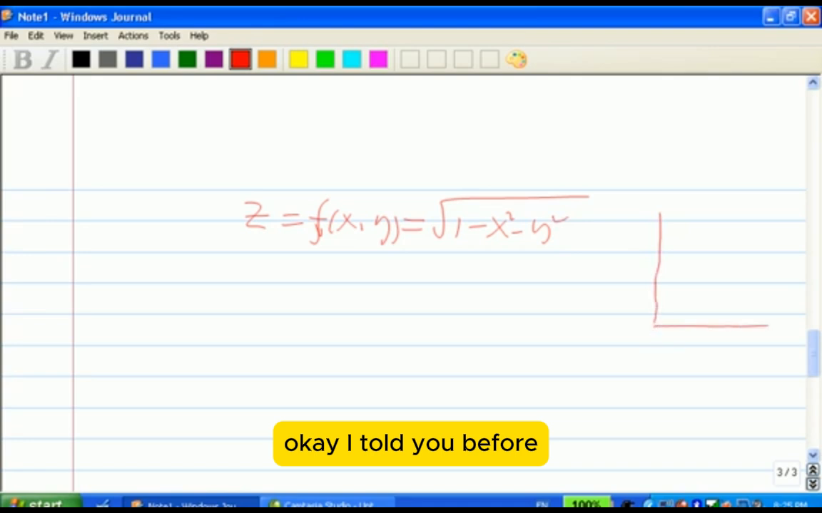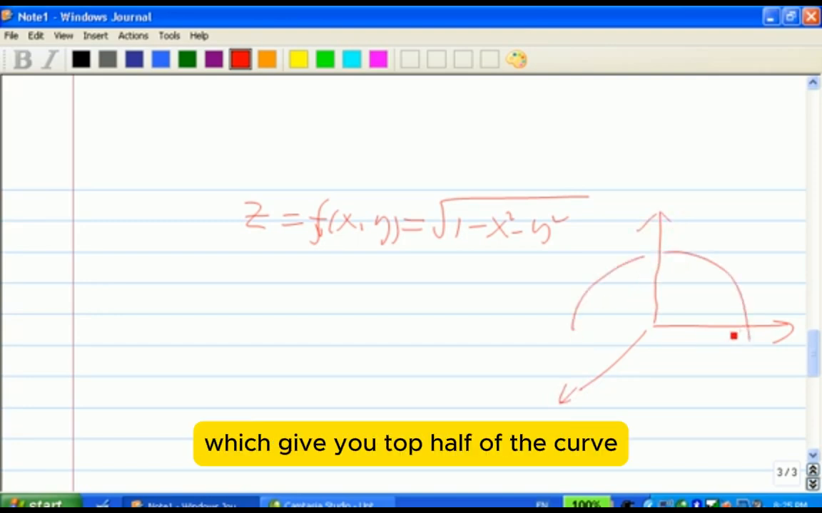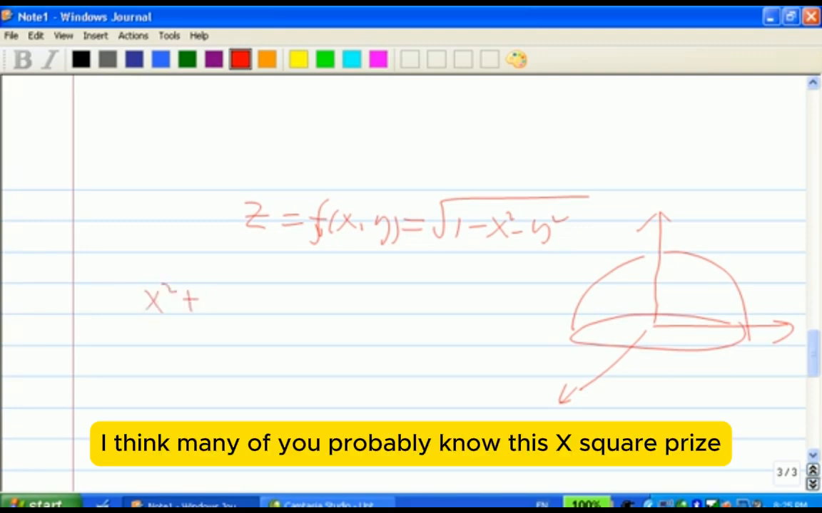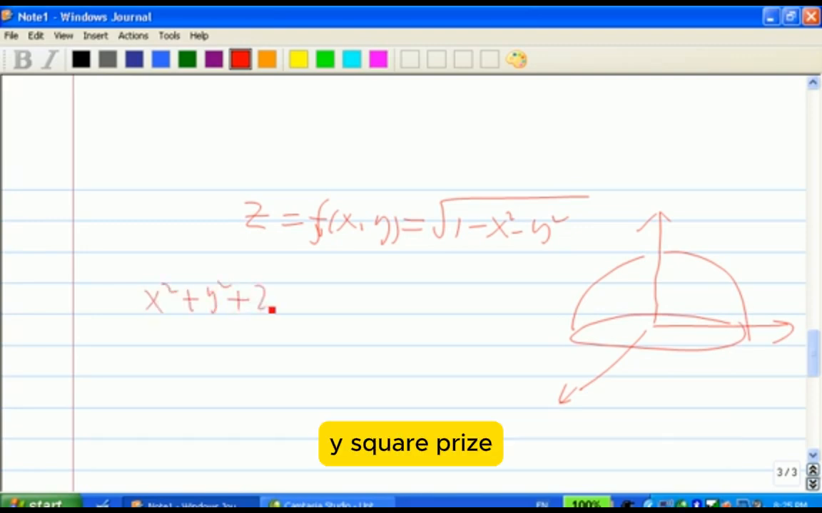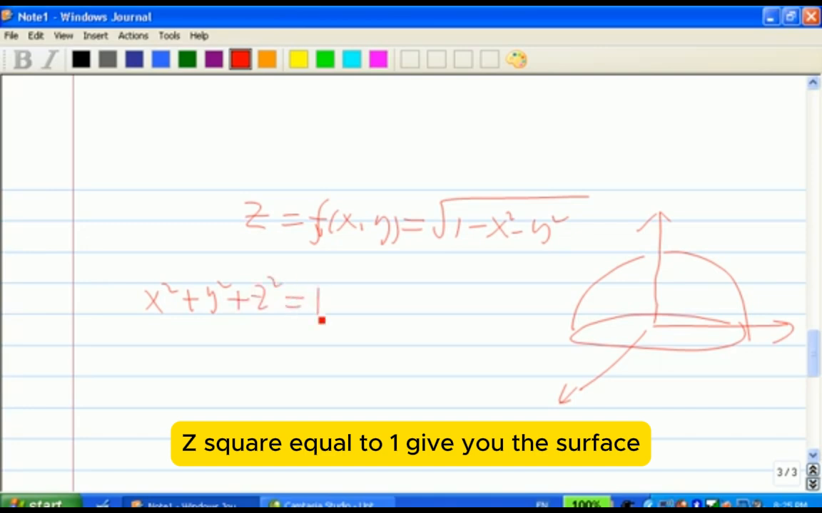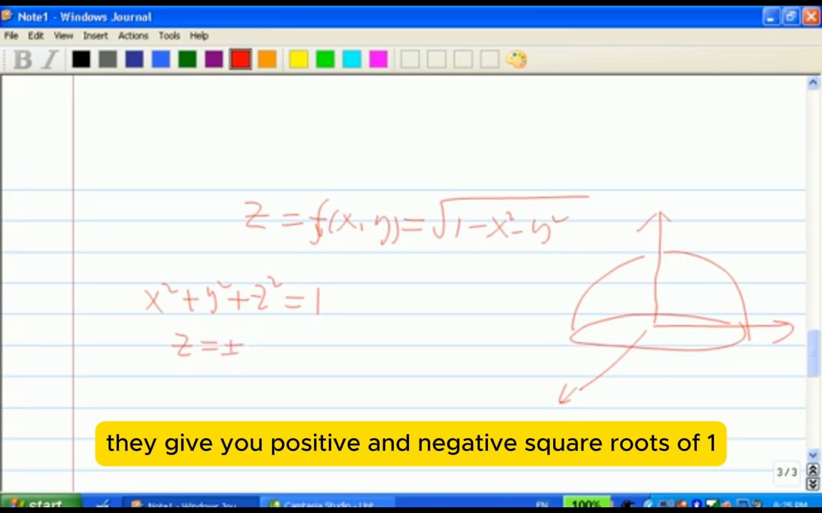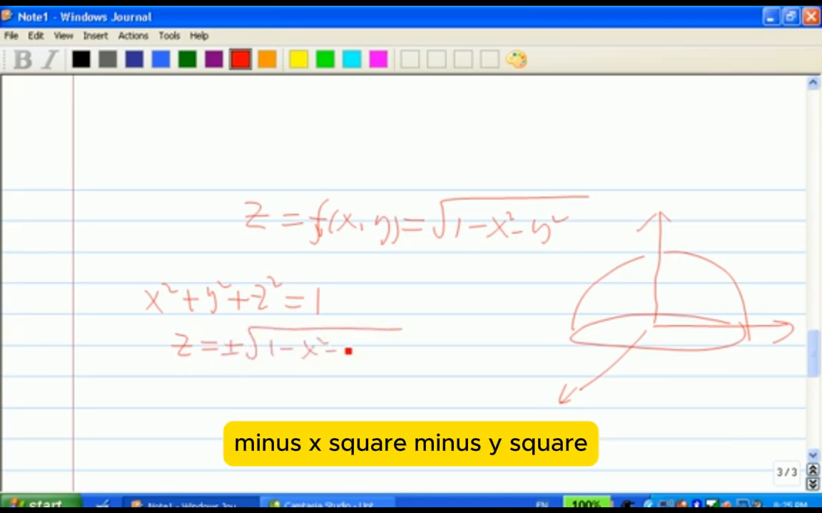I told you before, first of all, it's a surface, and this is a special surface which gives you the top half of the sphere. Why does it give you the top half? I think many of you probably know this. x squared plus y squared plus z squared equal to 1 gives you the sphere. Now, if you solve for z, you get positive and negative square roots of 1 minus x squared minus y squared. If you pick the positive sign, you get the top half of the sphere.